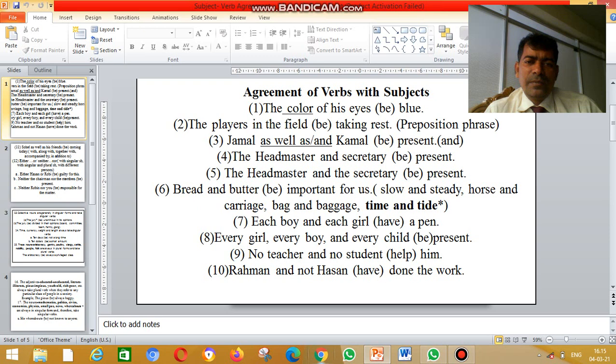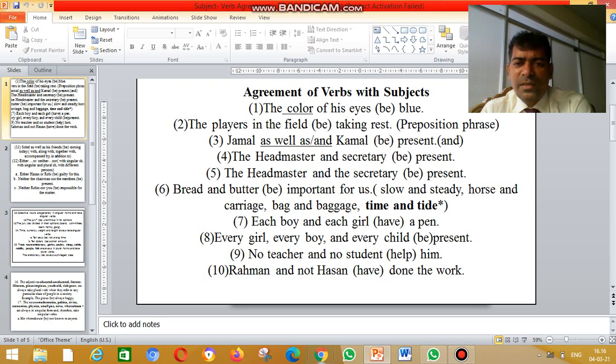So let's see. In sentence number 1 in this slide, you can see here the color of his eyes. Now my question is, the be verb within the bracket, what form should it take? Should it be is or are? You have to determine the subject first. Here I have underlined it: the subject of this sentence is color, not eyes.